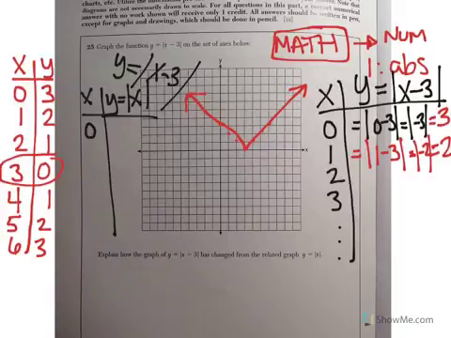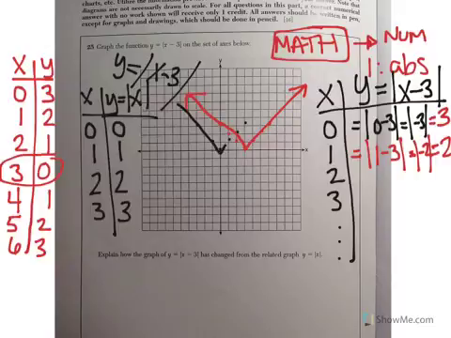How about 0? So when x is 0, y is 0. When x is 1, y is 1. When x is 2, y is 2. When x is 3, y is 3. So we have 0, 0, 1, 1, 2, 2, 3, 3. And if I look at the negative values, negative 1 will be a positive 1, negative 2 is a positive 2, negative 3 is a positive 3. And so here is our graph of y equals absolute value of x.